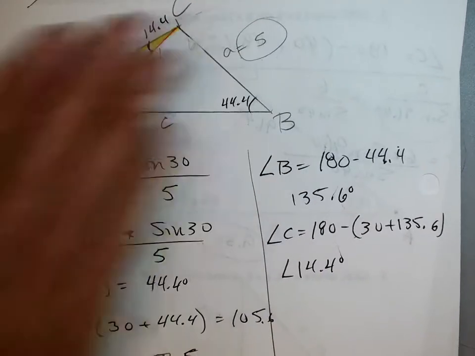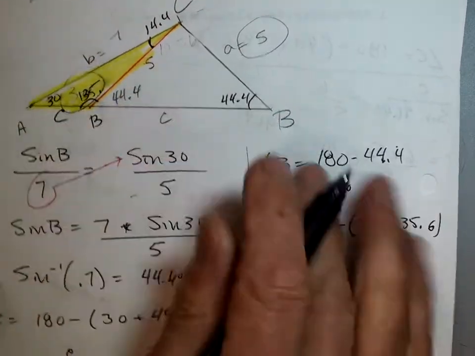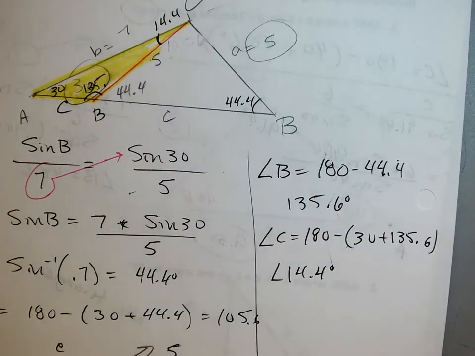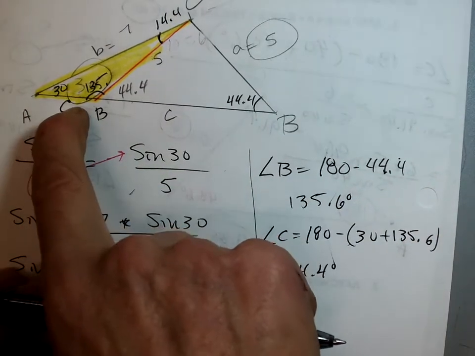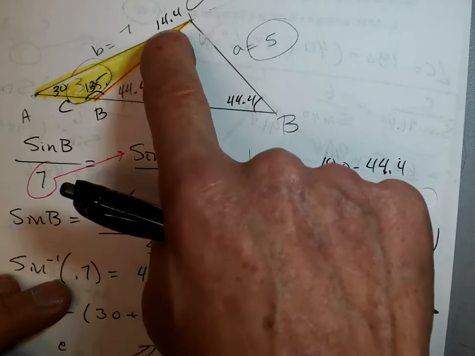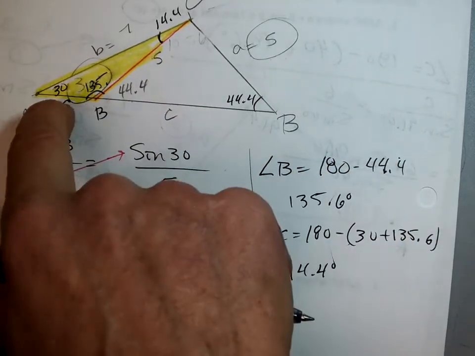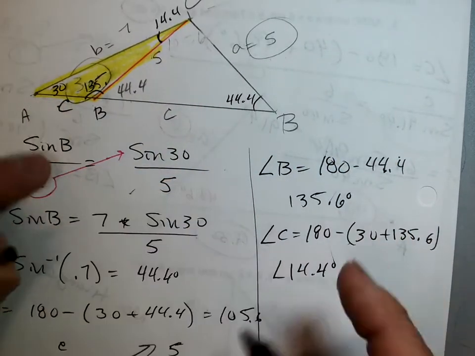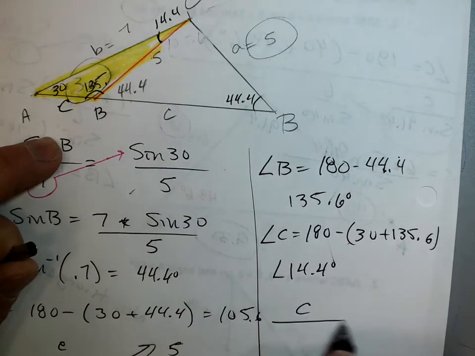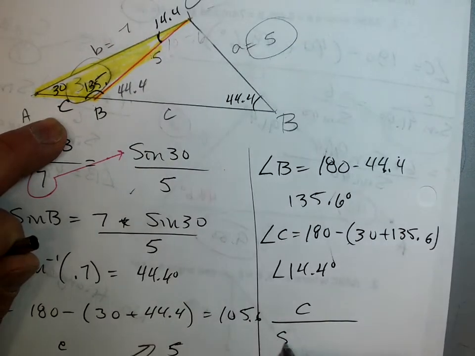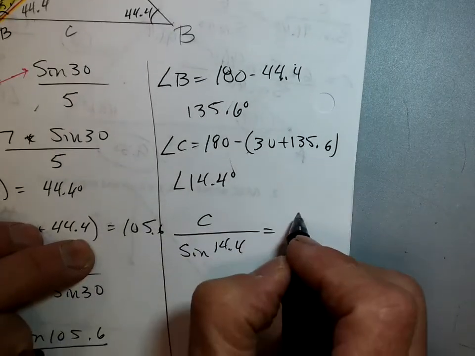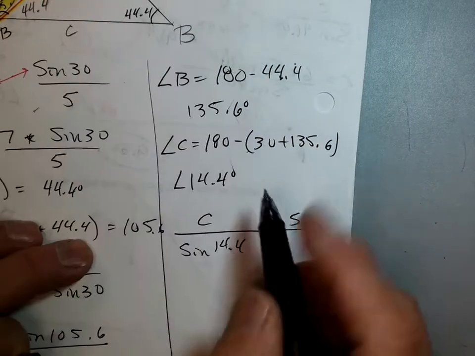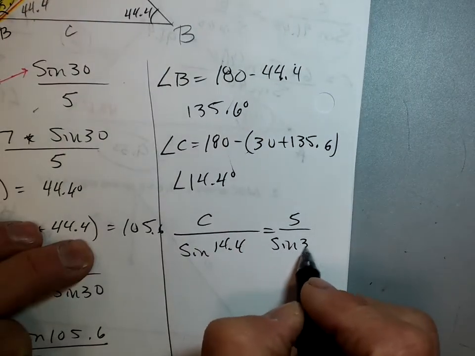Side C is not this triangle, it's not there. So side C is just this little side here. Again, opposites. Side C over the sine of its angle equals the 5 over the sine of its angle. It has to do with opposite. Side C over the sine of its opposite angle, which is the 14.4, equals my side, or my 5, over the sine of its opposite angle, sine of 30, okay?